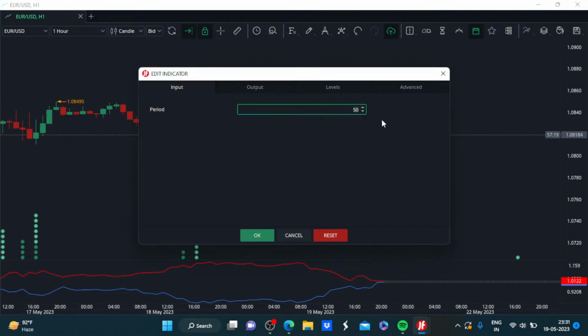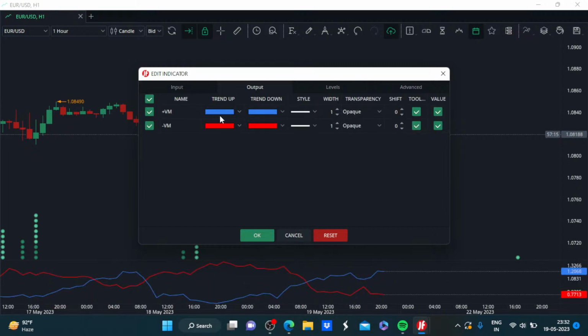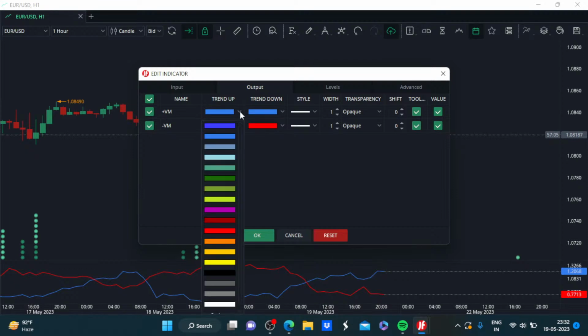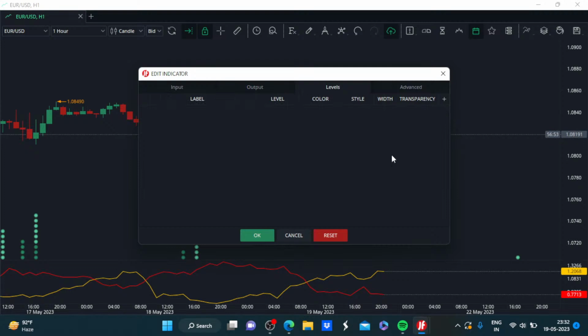Now I'm going to restore it back to 14. The output value, you can vary this VM plus, VM minus, outputs color. So all these color combinations have been provided on the chart. So give it a try, whichever color you like, you can go for that color combination. Okay. Levels, level factor is not going to be much helpful in these indicators scheme of things.